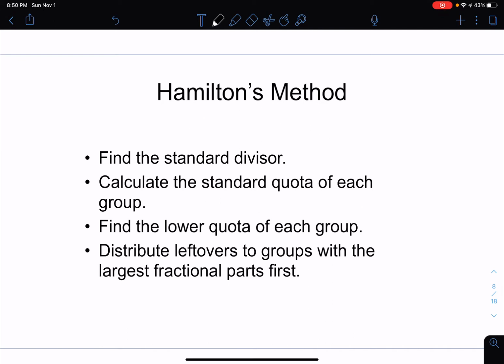starting with Mr. Alexander Hamilton himself. Hamilton's method says, if you're dividing and you're dealing with these decimals and it gets a little crazy trying to figure out what to do, go ahead and find your standard divisor, and then the standard quota for each group. Then take the lower quota of each group. If the lower quotas add up to your total number of items you can allocate, then you're good. Sometimes that happens and you're good. But if it does not happen, then if you have whatever leftovers that need to be allocated still, give those to groups with the largest fractional parts first. So in other words, look at the decimal parts, and whoever has the largest decimal part, give it to them first, and then make your way through.